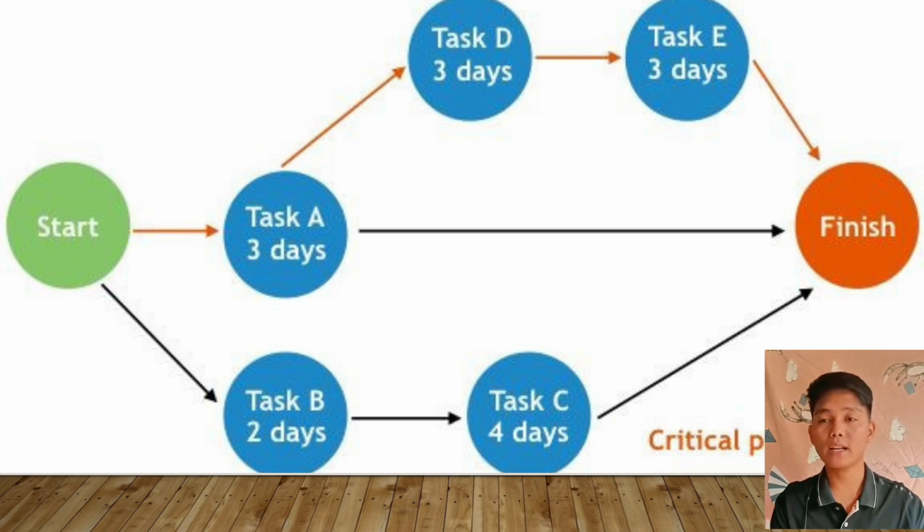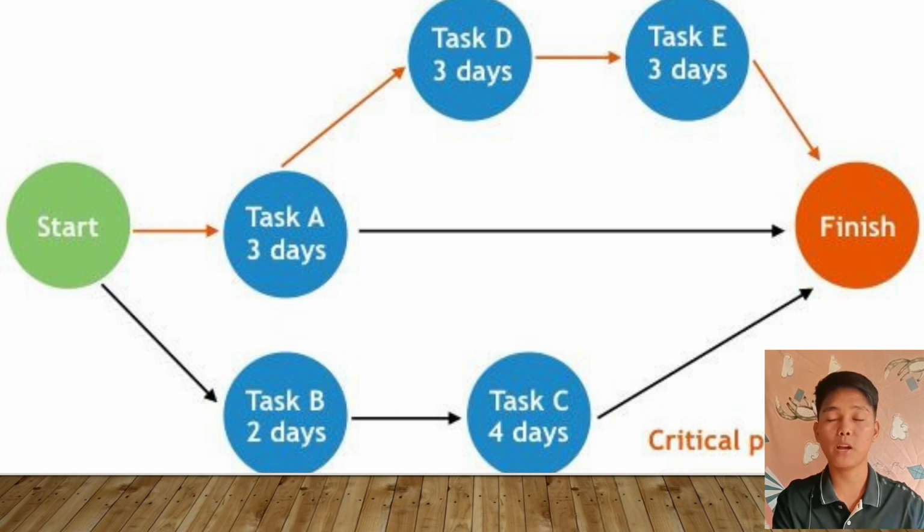But on the other hand, let us look for the other options. We have tasks A, D, and E, each of which has 3 days. So, task A with 3 days, task D 3 days, and task E 3 days, which is exact and accurate with the critical path requirement of 9 days. So, the critical path of this diagram is tasks A, D, E to finish the project.